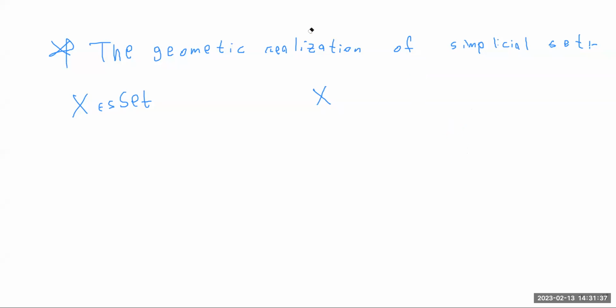So we take the product of each simplex in X_n with Delta n, and take the union of these. But of course, we have to take the relation between the faces into account. For example, take some x in X_2. Here I take the product of this x with Delta 2, so this represents some triangle.